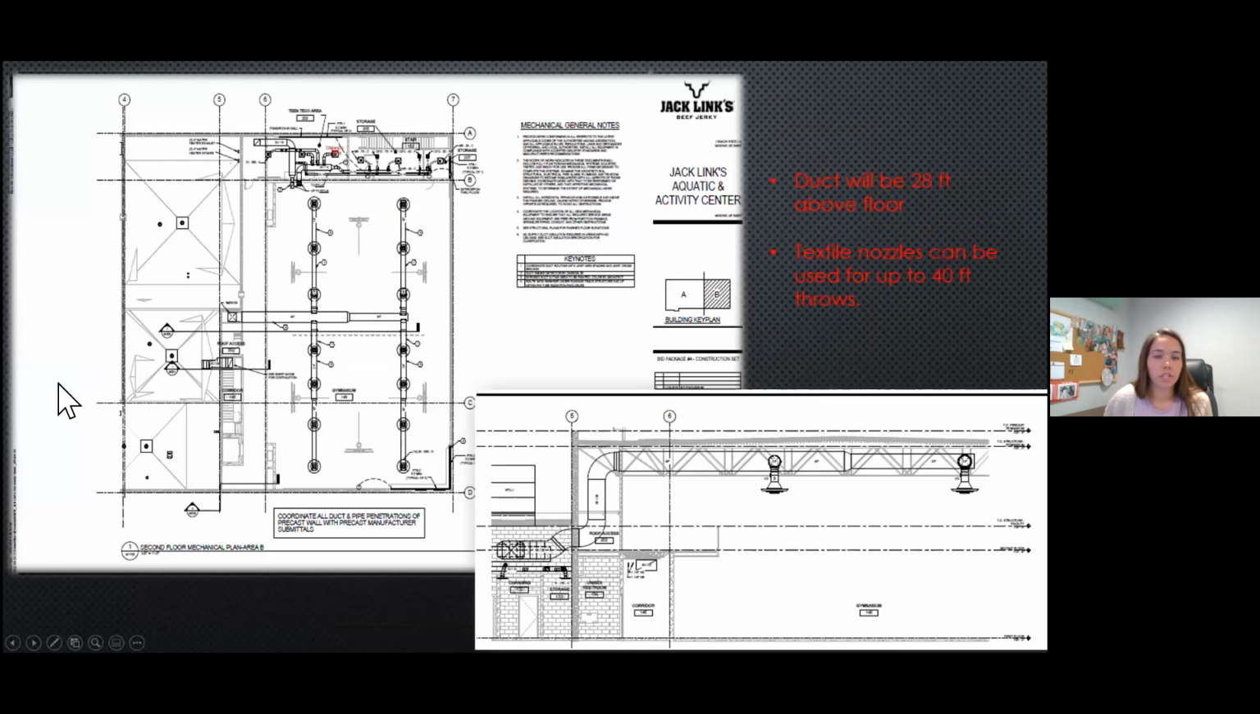So for the gym portion of this job, there's nothing really spectacular about the actual layout of the duct. However, we did have to focus on how high above the floor the ducts were. This job is in Wisconsin, so we definitely have to worry about heating getting to the floor. And so we chose to use our small textile nozzles in this application that can throw up to 40 feet.